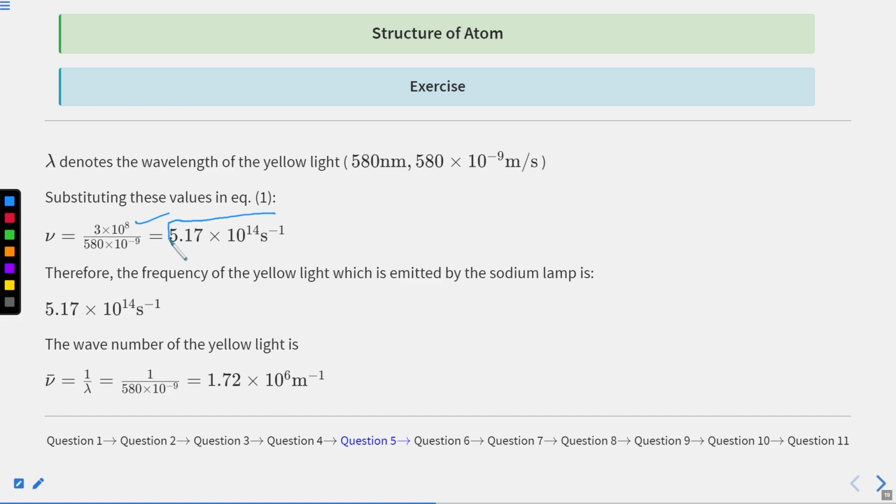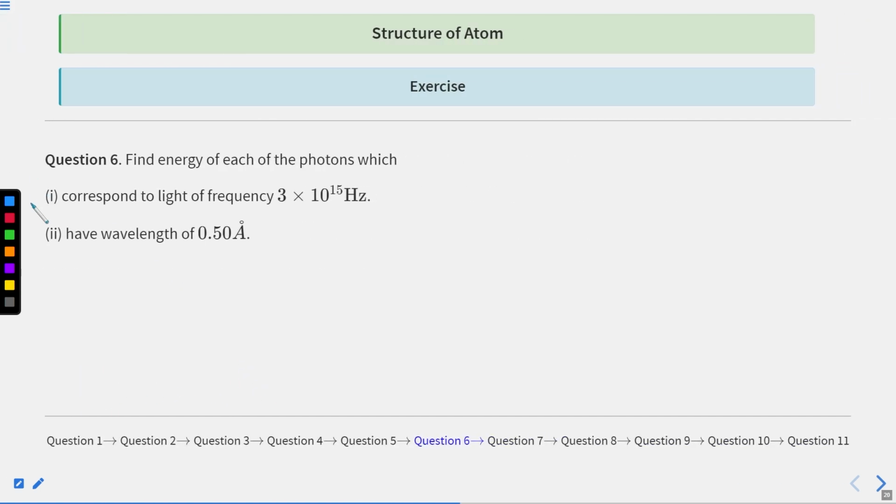Finally, the answer will be 5.17 into 10 to the power 14 second inverse. And for lambda, the thing is the same. It is 1 by 580 into 10 to the power minus 9. Next, we have to calculate the energy of the photon, which corresponds to light of frequency this much. So frequency is given. We know the formula of energy. E is equals to h nu.